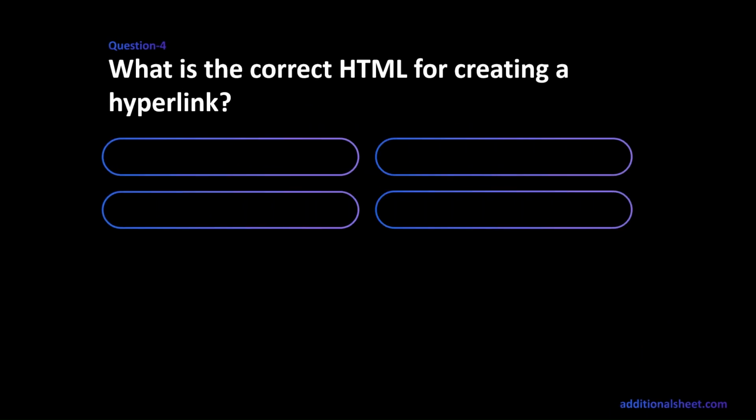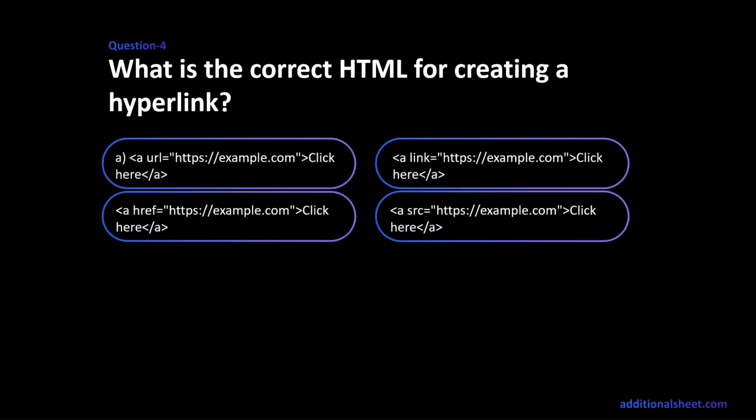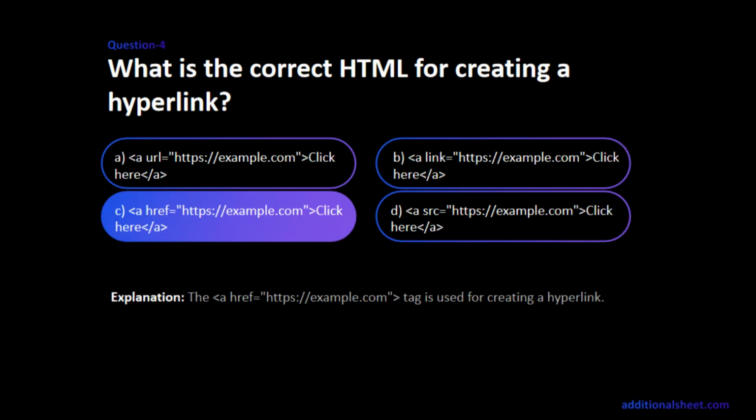What is the correct HTML for creating a hyperlink? Options: A. URL equals. B. Link equals. C. Href equals. D. SRC equals. Answer is option C. The href equals attribute is used for creating a hyperlink.